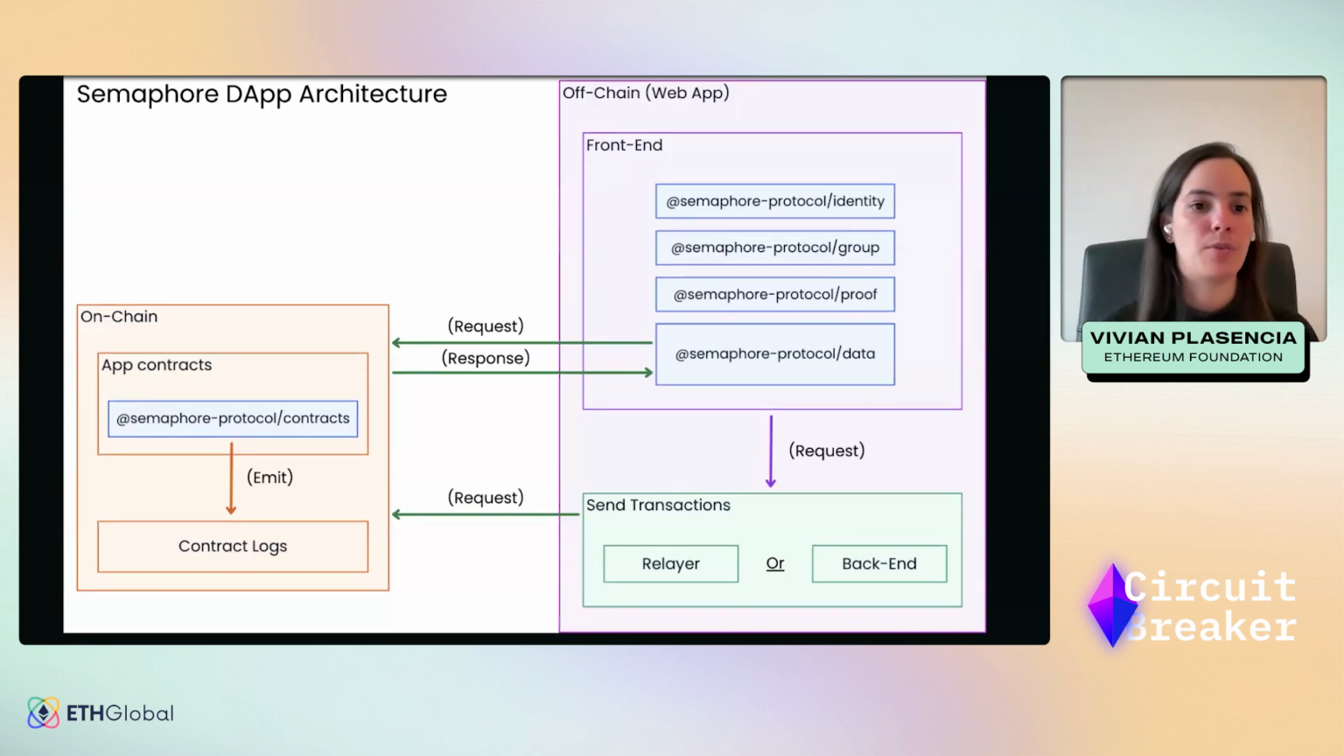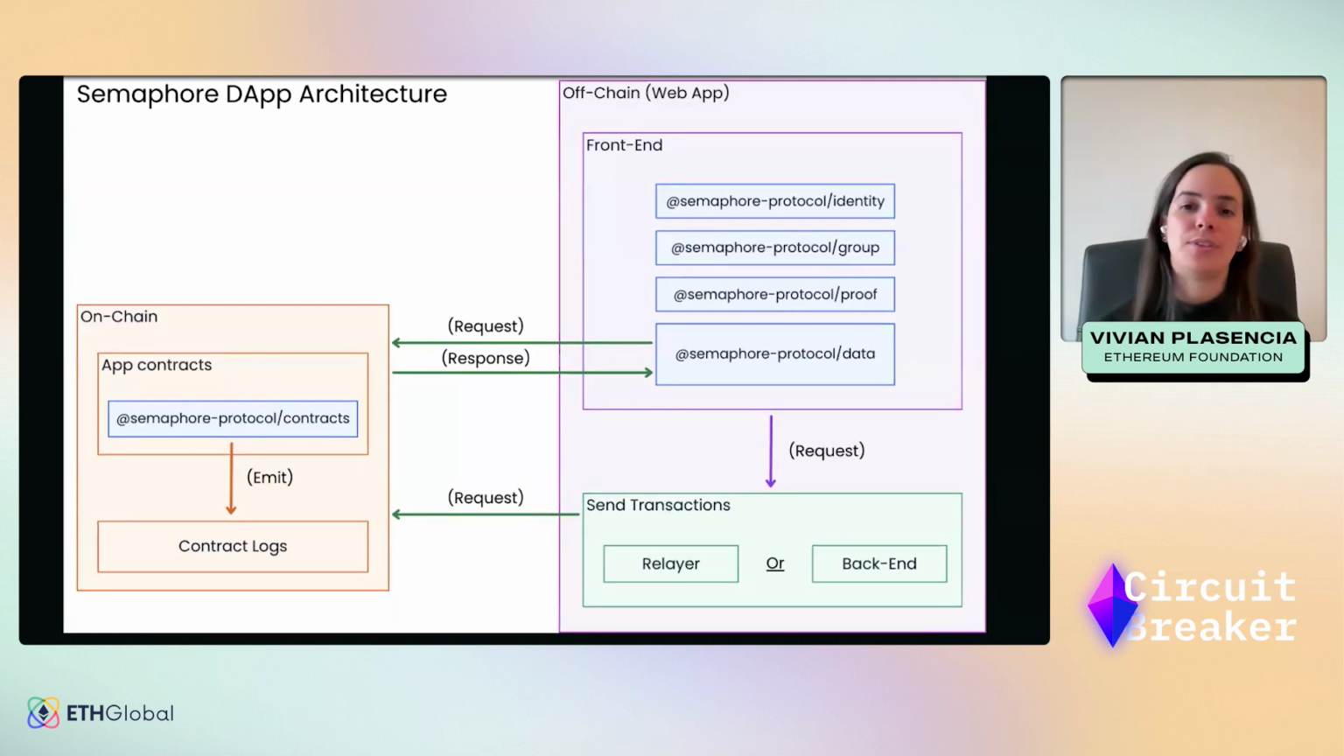In one part, we have the on-chain part, which contains the contracts. For this part, you will use the Semaphore contracts, and then you will add your own contracts. The Semaphore contracts will emit logs, which will be used by the front-end app to create proofs and things like that.